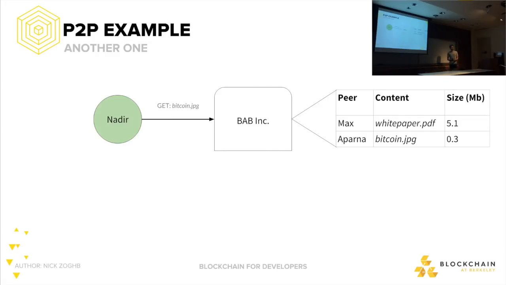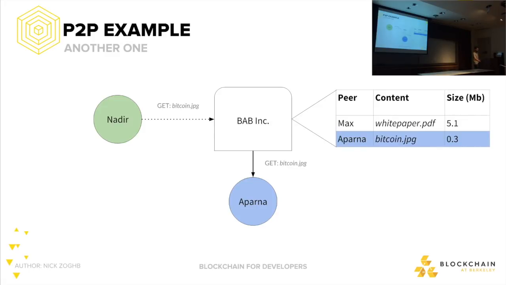What is a P2P system? A P2P network. What does P2P stand for? Peer-to-peer. Right? And so the way Bab works now is that it facilitates, say Nadir wants to look for Bitcoin.jpg. Napster realizes that Aparna has Bitcoin.jpg, files a GET request from Aparna, gets it back, and returns it to Nadir. Very, very simple. Does everybody see how we've shifted away from centralized entity?